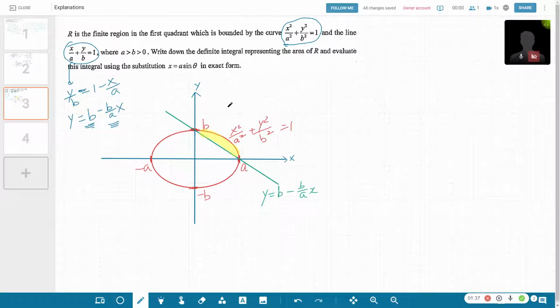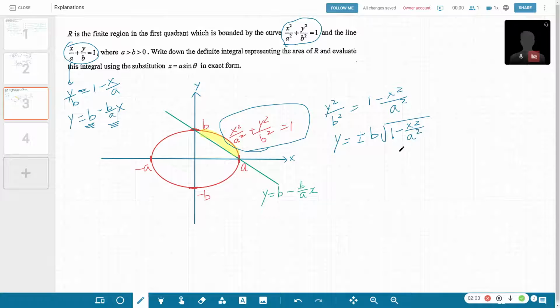So we need to find the area, and we can integrate with respect to x. We can take this equation and make y the subject. So y square over b square equals 1 minus x square over a square, and y equals plus or minus b square root of 1 minus x square over a square. Now, when do we use the plus and when do we use the minus? The top part is where we use the plus, and the bottom part is where we use the minus. So the positive y is plus, the negative y is minus.